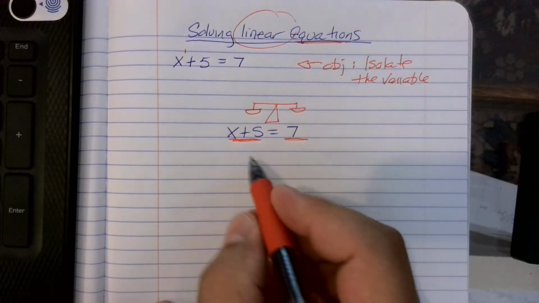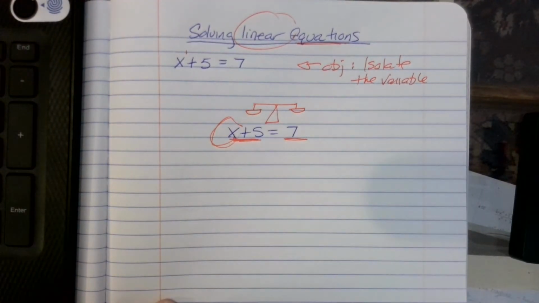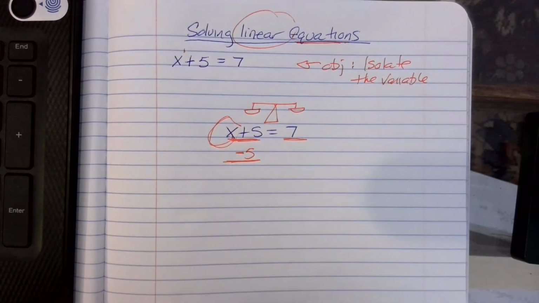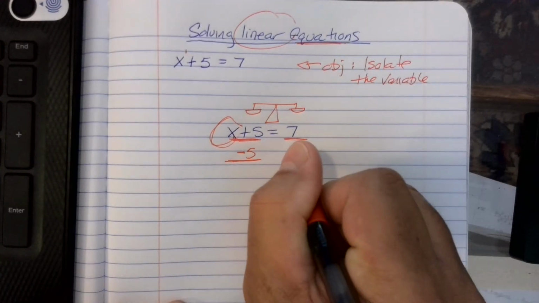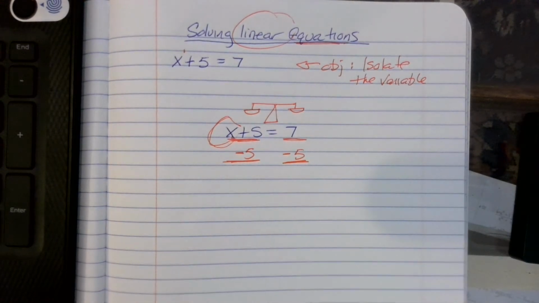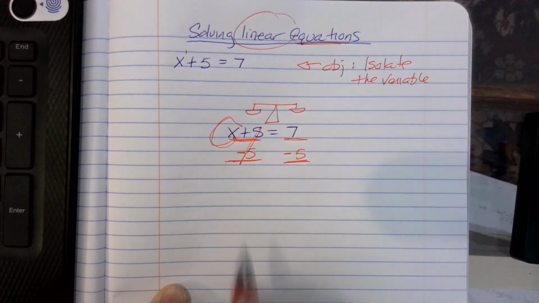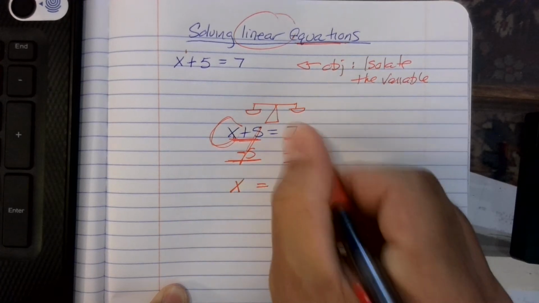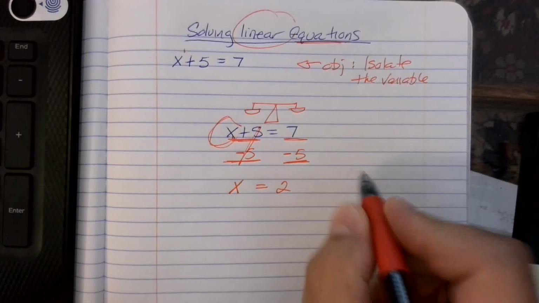And if our objective is to get x by itself, it means we have to take 5 away from this side. So if I take 5 away from one side of an equation to keep it balanced as a scale, if I took 5 pounds off one side, I would have to do the same to the other side. So whatever I do to one side of an equation, I always have to do to the other to keep it equal, to keep it true. So if I subtract 5 from this side, I get x equals 7 minus 5 is 2. X is equal to 2.